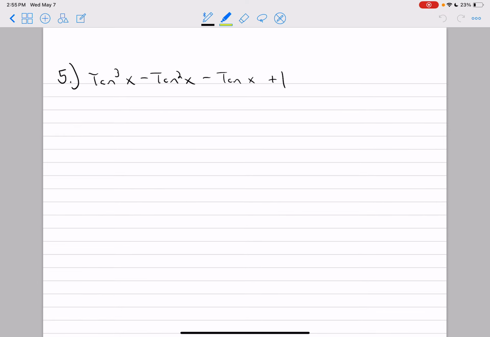Number 5. Write this one down: tangent cubed x minus tangent squared x minus tangent x plus 1. Okay, let's go through. Does it have a GCF? No, because this is 1, so it can't have a GCF. Are there 2 terms? No. Are there 3 terms? No. Are there 4 terms? Yes. 1 term, 2 terms, 3 terms, 4 terms.